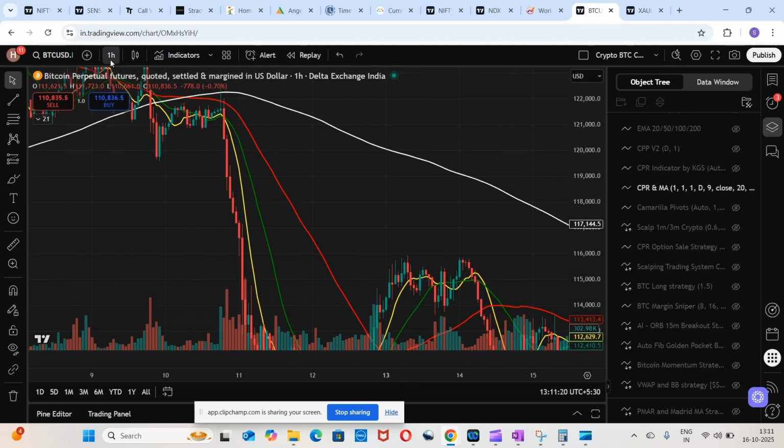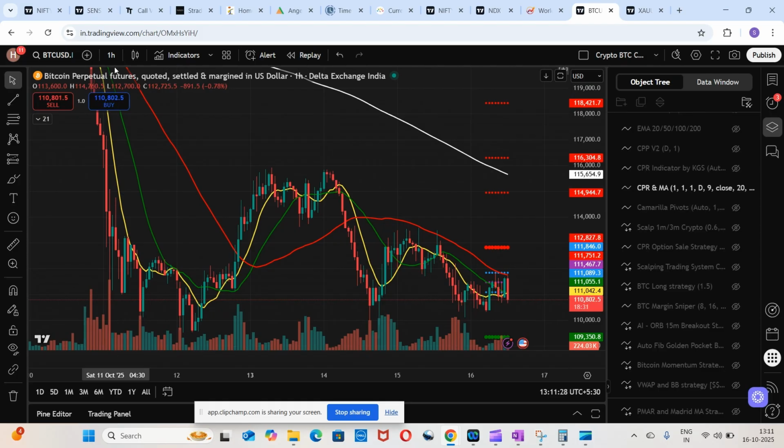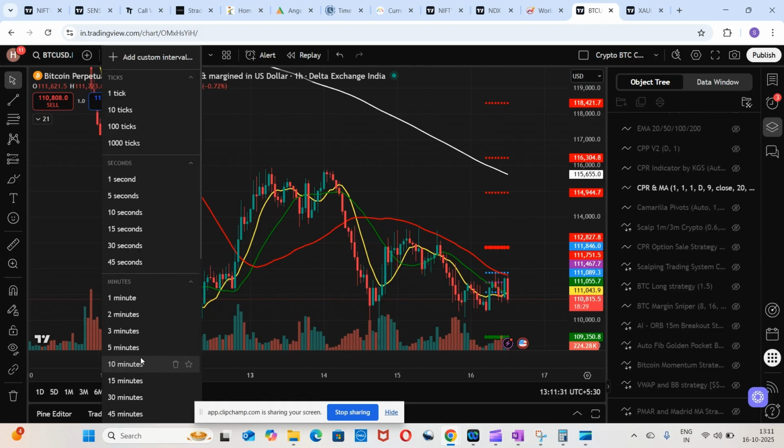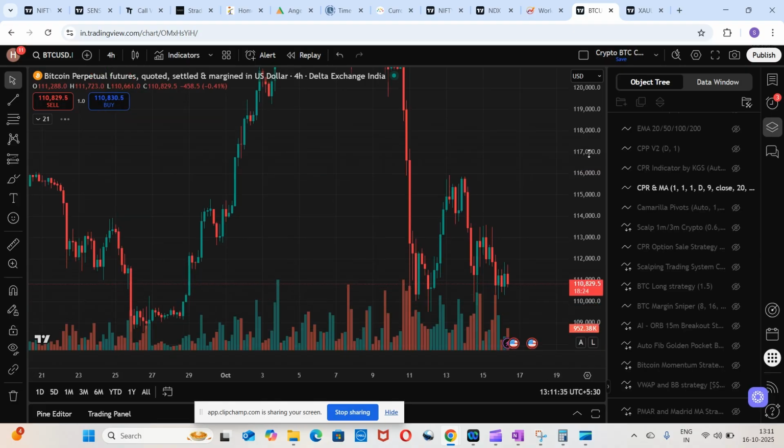You see, you're entering here somewhere here. You're entering and see the level of profits you're making with simple moving average crossover strategy. Similar is for 4 hours also. 4 hours.